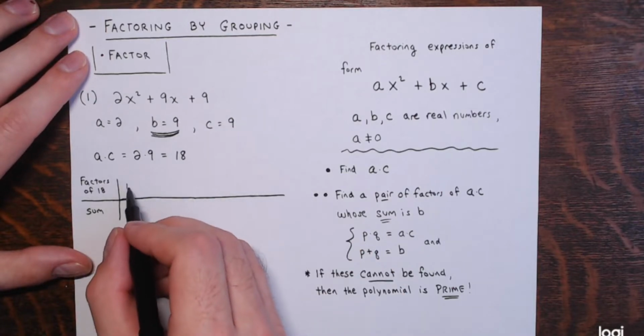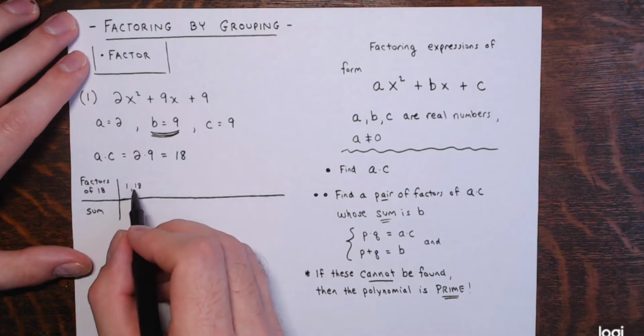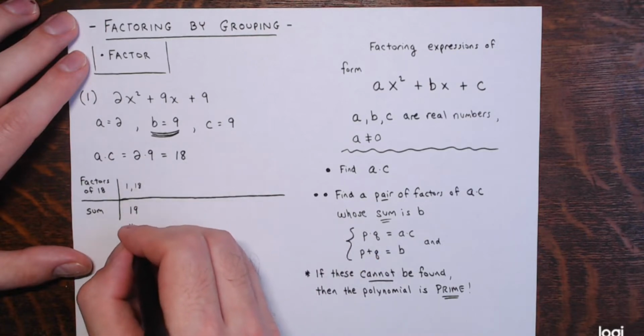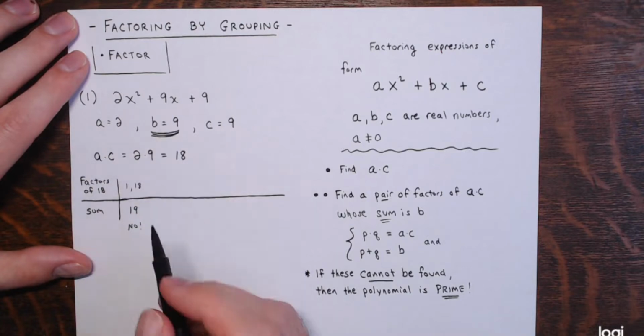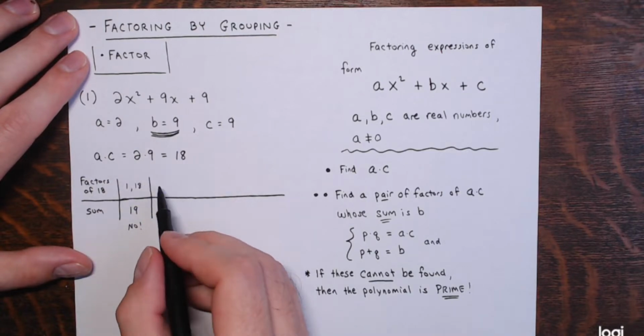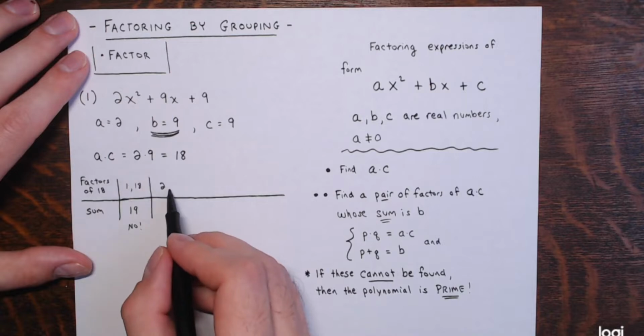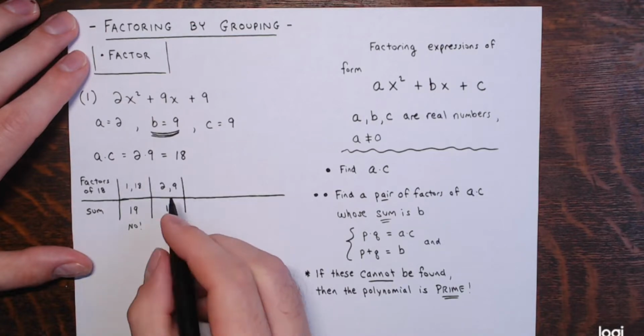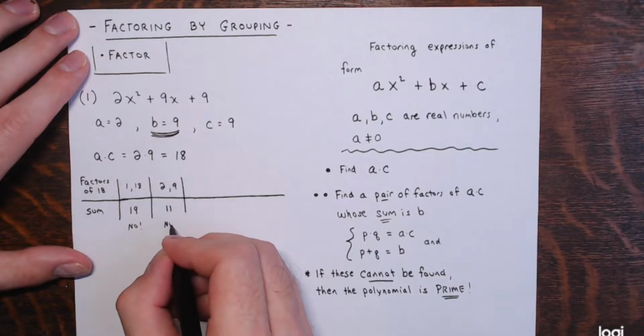So how about 1 and 18, right? Those multiply to be 18. But they add to be 19. So no, right? That's not 9. How about 2? We saw 2 and 9, obviously. But those add up to be 11, not 9. Right? So no on that pair.